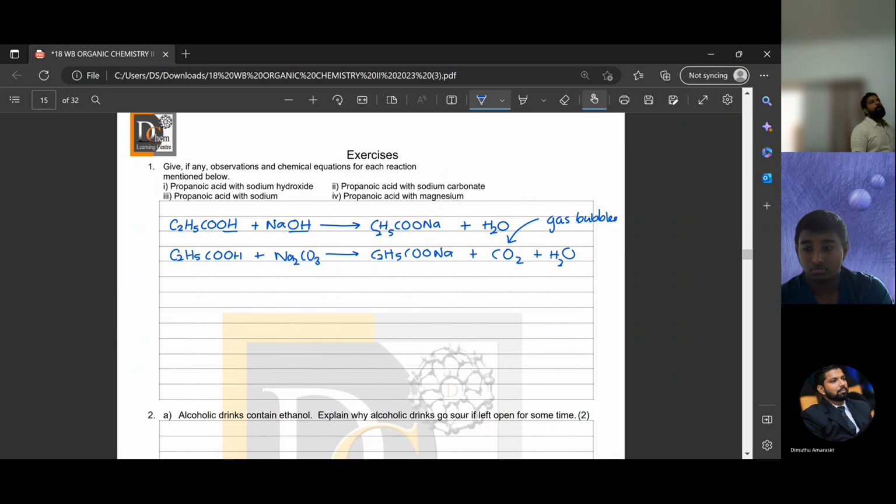Do you have any special observation in the first reaction? No. Two aqueous solutions react to give two aqueous products, so there is no big observation. And let's see propanoic acid with sodium. A violent reaction. Why? Sodium is a reactive metal and it reacts even with water vigorously. So of course, with an acid, a violent reaction.